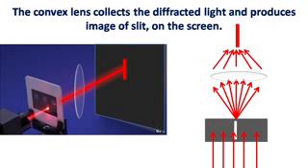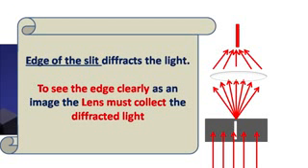Now, if we have a convex lens in between, then the lens collects the diffracted light and focuses it on a screen. This results in the formation of the image of the slit. So the image is nothing but an interference pattern of the diffracted light. Now, a very important point to note is that it's the edge of the slit that diffracts the light. So to see the edge of the slit clearly as an image, the lens must collect the diffraction pattern. If the lens fails to collect the diffraction pattern, the image formed is blurred.